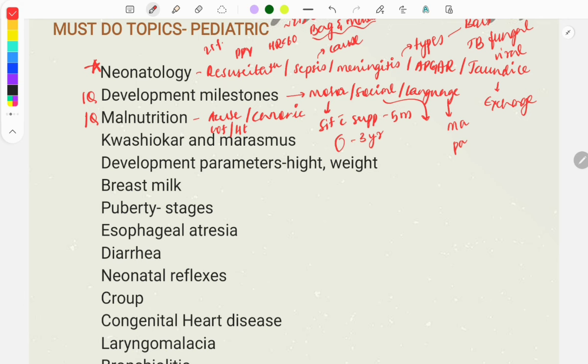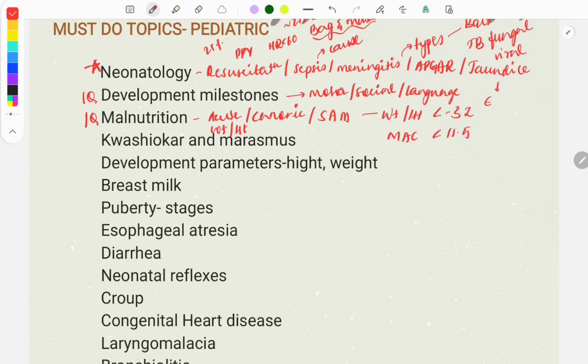So there is another criteria for severe acute malnutrition, and that is if weight for height is less than -3 z-score or less than -70. Weight for height should be less than -3 z-score. Okay. Then if the mid-arm circumference is less than 11.5, and if there is symmetric bipedal edema, then it is called severe acute malnutrition.